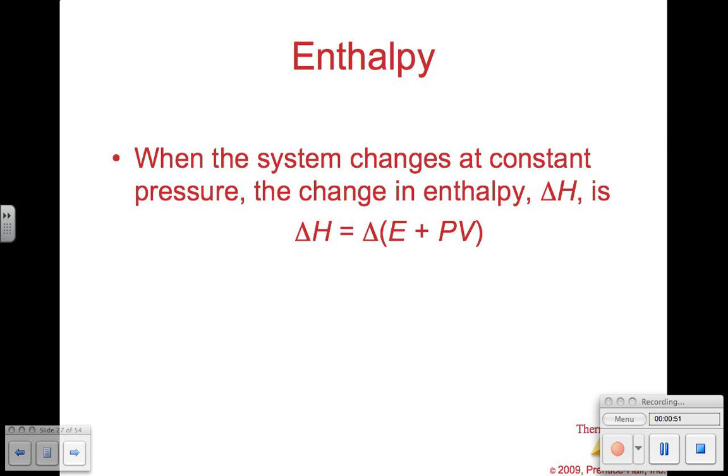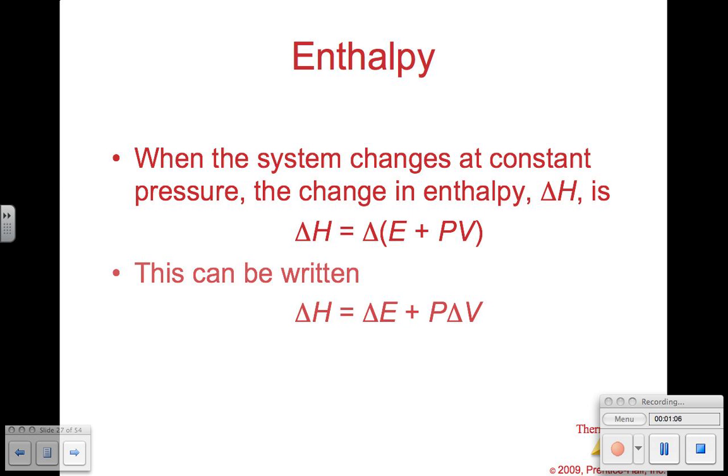So how do we tease this out? When the system changes at constant pressure, the change in enthalpy is equal to delta H. So the heat of the reaction is equal to the change in the energy and the pressure-volume relationship. So we rewrite this as delta H is equal to delta E plus P times delta V. And you notice that there's not a delta P because pressure is held constant. So the change in heat is equal to the change in energy of the system plus the change in volume times the current pressure.